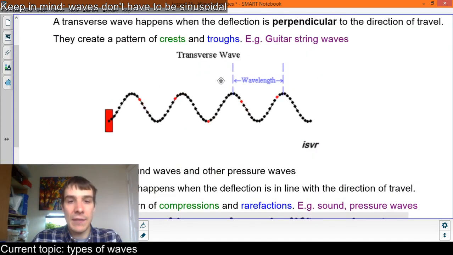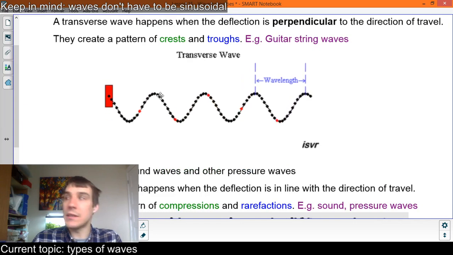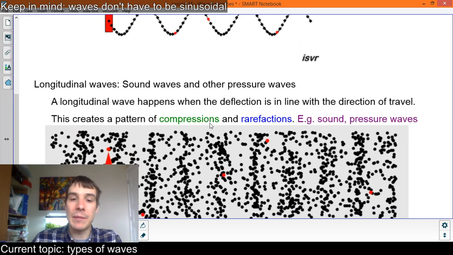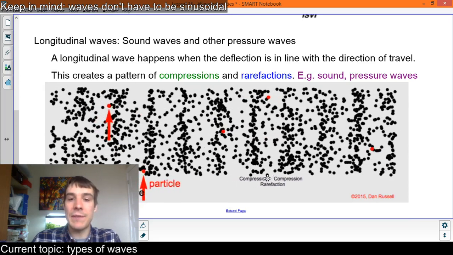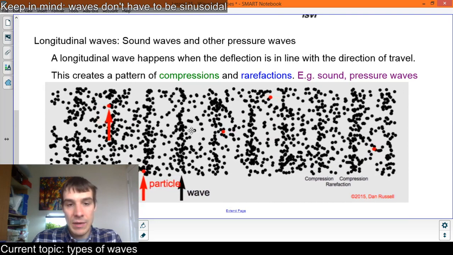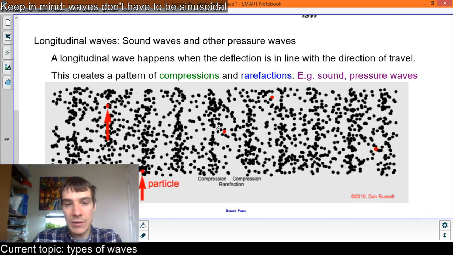Just like here we have crests and troughs, where the crest is the top of the wave and the trough is the bottom. Both of them are away from equilibrium. Same here. The compression and the rarefaction are both away from equilibrium. The equilibrium sits right between the compression and the rarefaction.